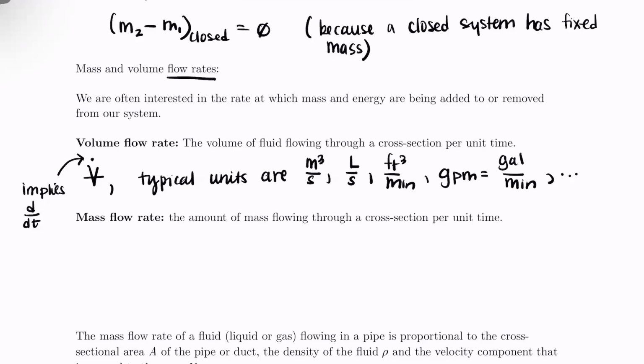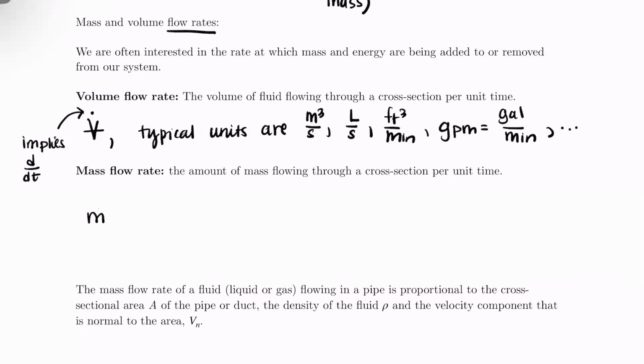And then, analogous to volume flow rate, we also have mass flow rate. This is the amount of mass now flowing through a cross section per unit time. This is denoted m dot. The typical units for mass flow rate are kilograms per second or pounds of mass per second. And then we can relate mass flow rate and volume flow rate together. Can anybody think of what we might use to relate them?